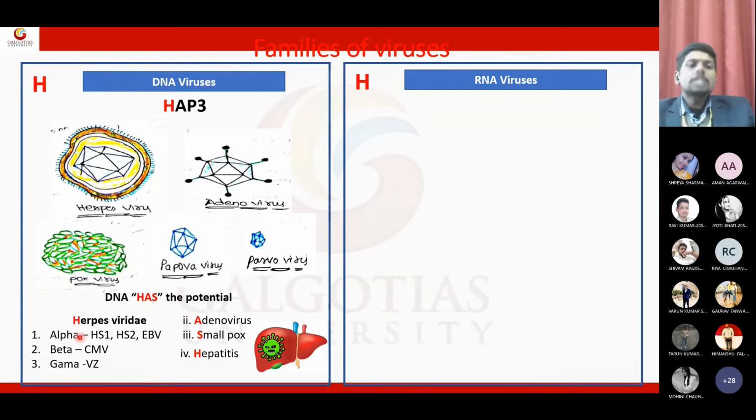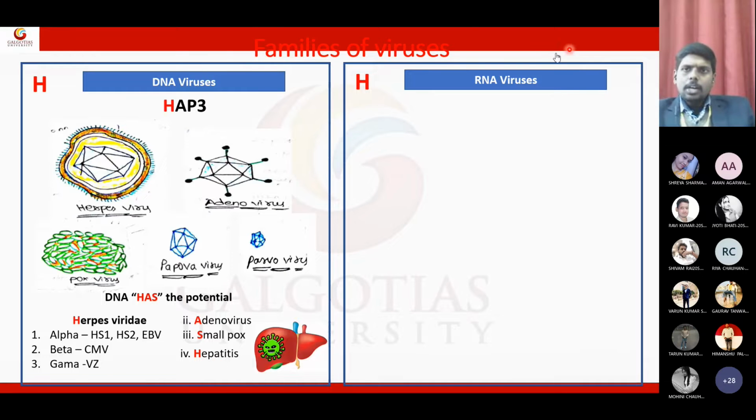In Herpesviridae, we have 3 classes: alpha, beta, and gamma. In the alpha class, we have herpes simplex 1, herpes simplex 2, and Epstein-Barr virus. In beta, we have cytomegalovirus, and in gamma, varicella zoster. So this family has 3 classes. Then we have adenovirus, smallpox, and hepatitis. So this is all about DNA viruses.